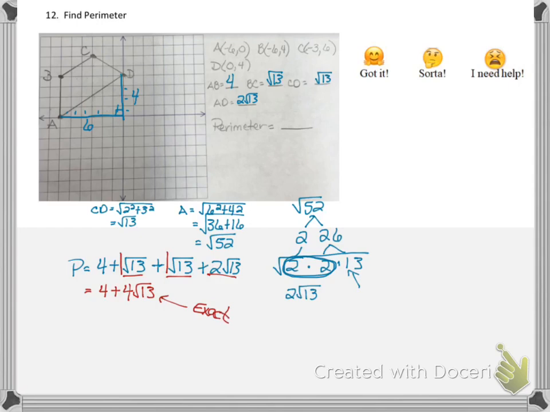Sometimes you might be asked for the exact value. But if you put it into the calculator, then we have the approximate, and the approximate is going to be 18.422. So that's what our perimeter is. Just watch out for the instructions and what they are asking on the quiz. So this is 18.422.